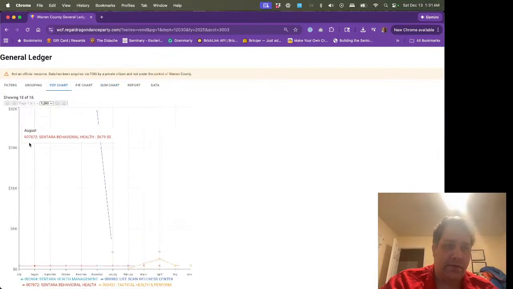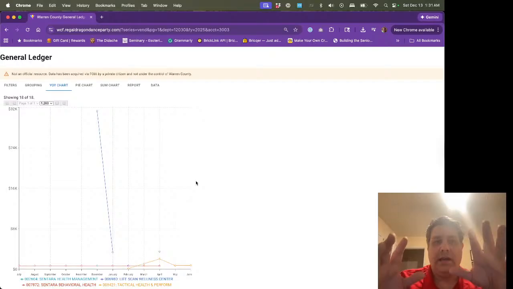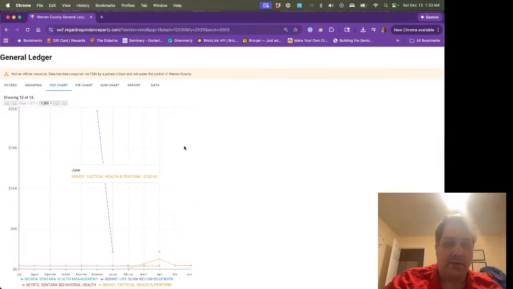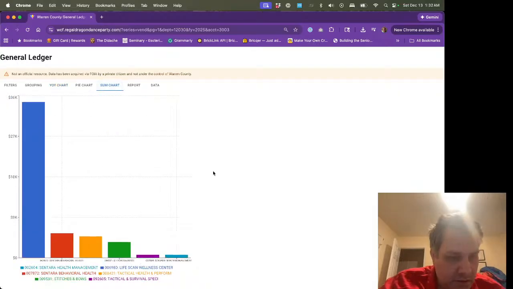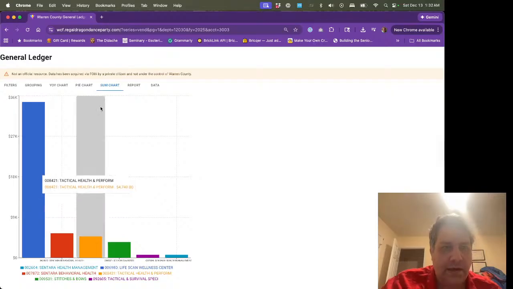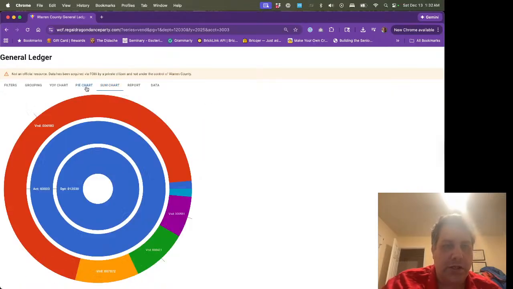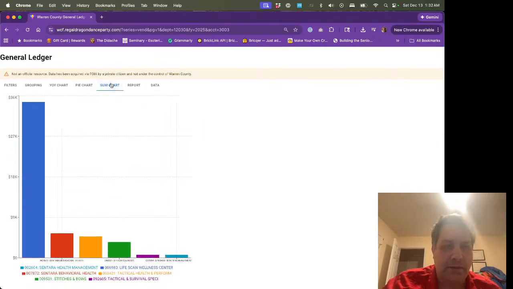So here's the year over year by month, and the sum chart just tells me what the total value is over the full year. So, we've got LifeScan Wellness Center. It's just a different view of the pie chart. Some people like this, some people like this. All right, so we got LifeScan Wellness.